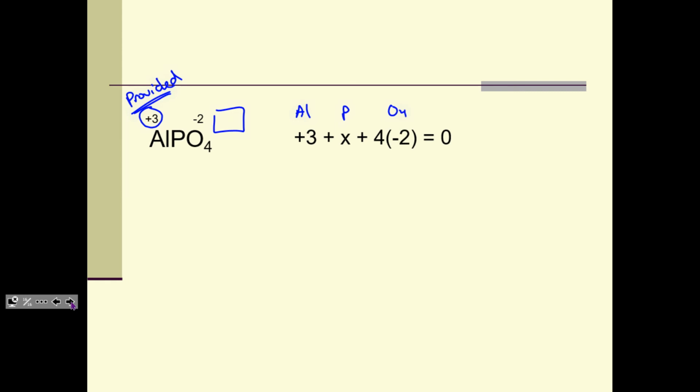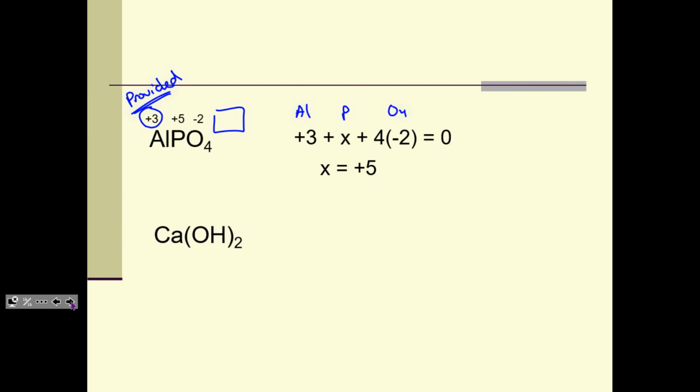Aluminum phosphate, AlPO4. Aluminum is plus 3. Sometimes we will need to provide you with a number in order to solve. Oxygen's 2 minus. We're going to have to solve for phosphorus here. Here's our aluminum. Phosphorus, here's O4. Overall charge, I do not see one. Phosphorus is plus 5 in this case.